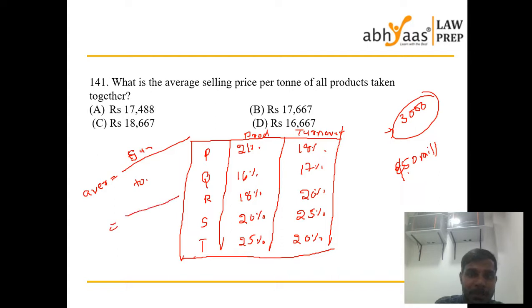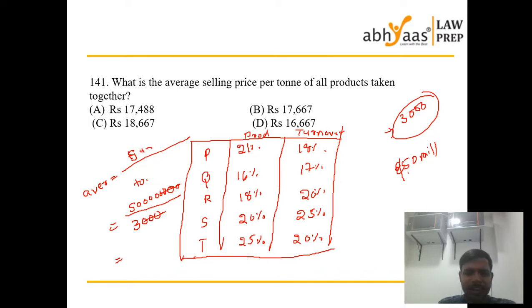We have to find the average price per ton. What is the total turnover? The total turnover is 50 million, and the total production is 3000. So 50 million divided by 3000 will give you your answer. Three zeros get cancelled, so 50,000 by 3 will give your answer.